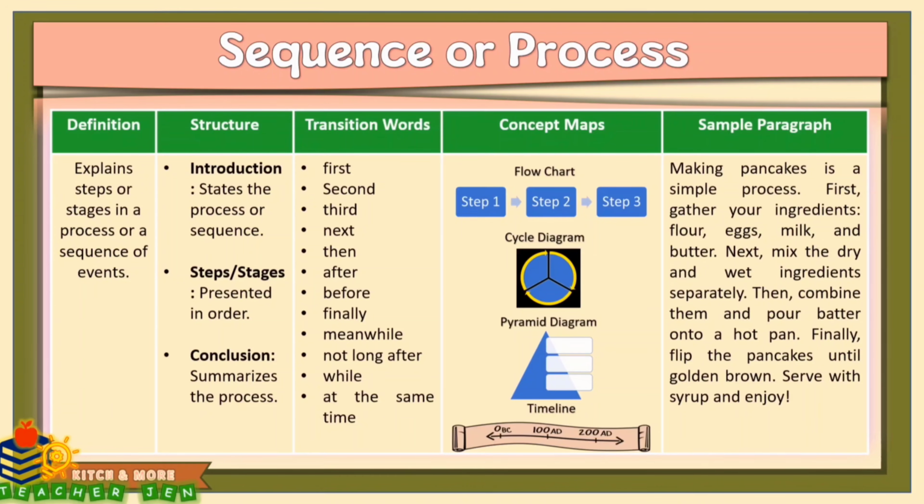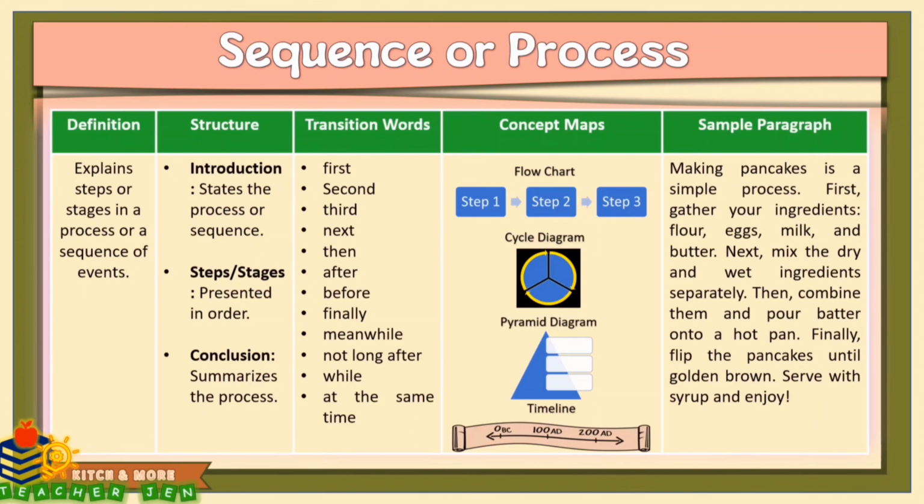Making pancakes is a simple process. First, gather your ingredients: flour, eggs, milk, and butter. Next, mix the dry and wet ingredients separately. Then, combine them and pour batter onto a hot pan. Finally, flip the pancakes until golden brown. Serve with syrup and enjoy.